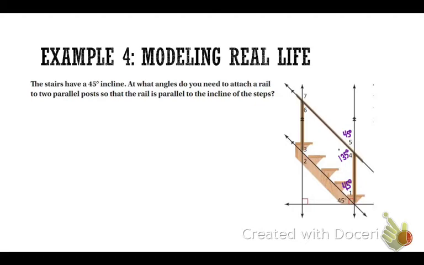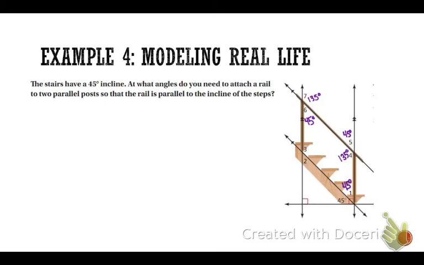Now I can use what rule to find angle 7? Alternate interior, because they're inside the parallel lines. So 6 is 45 because it's alternate interior, and 7 is 135. All right. What now? You don't have to know 2 because the steps are already set. The steps are already there. You're just trying to figure out the incline of the rail.